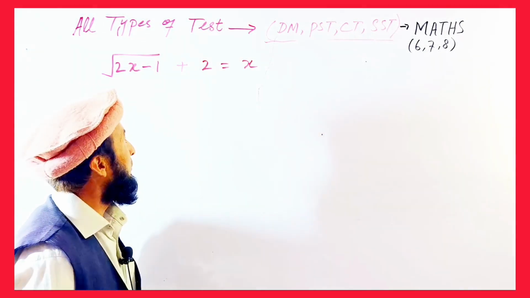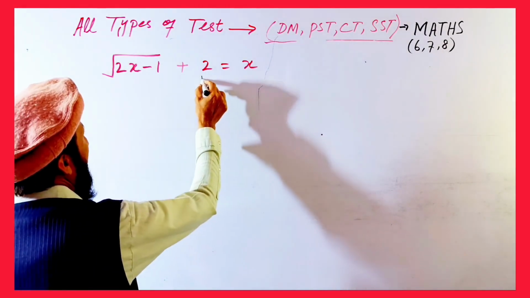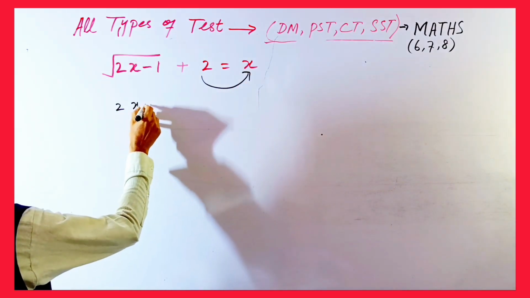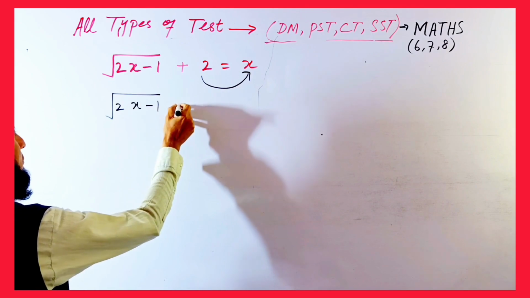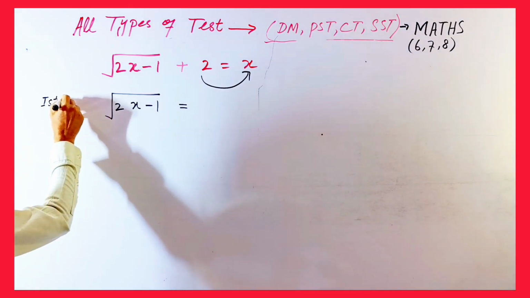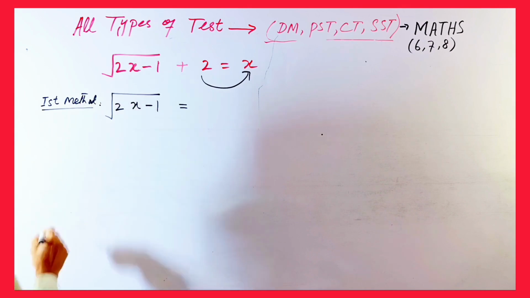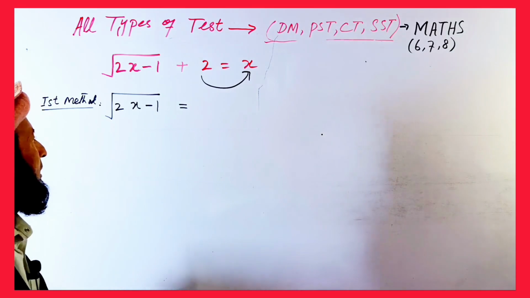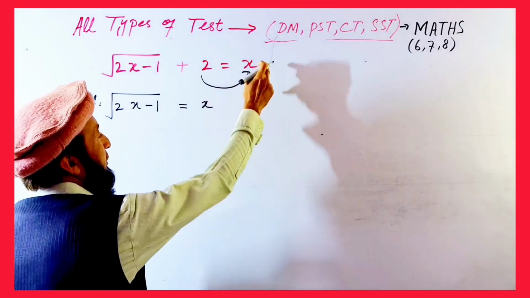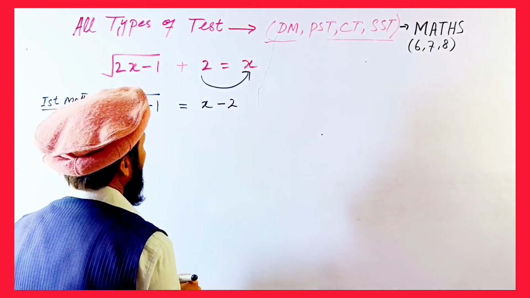The first method: if we change this constant to the right side, we change its sign. So the square root of 2x minus 1 is equal to x minus 2. Here the sign is changed; if we transfer it, plus is changed into negative.